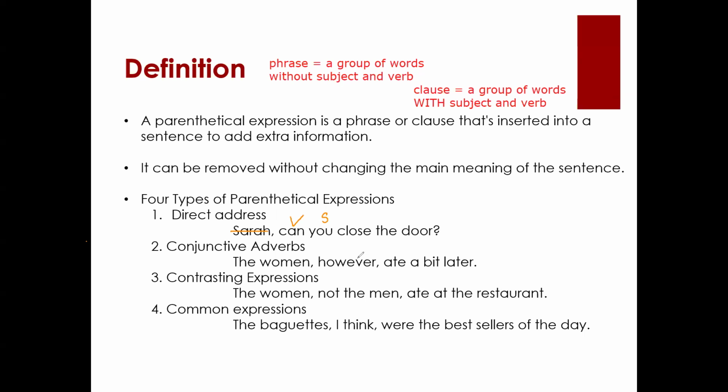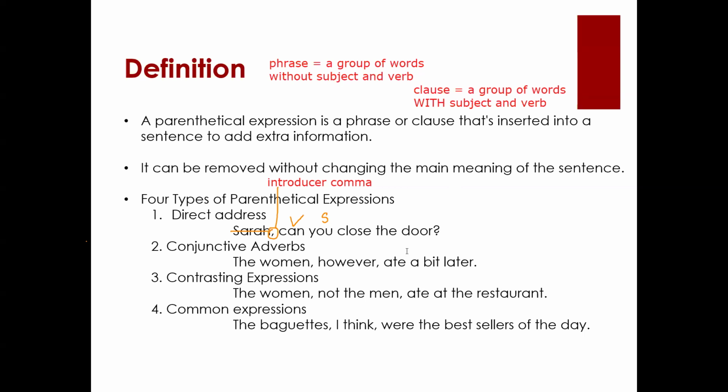And then you can also move Sarah to the end of the sentence. Can you close the door, comma, Sarah? Okay, so that's why it is separated from the rest of the sentence with the comma. And the comma that comes at the beginning is called an introducer comma. So if you're not familiar with the four types of comma, feel free to go and check out the other videos.